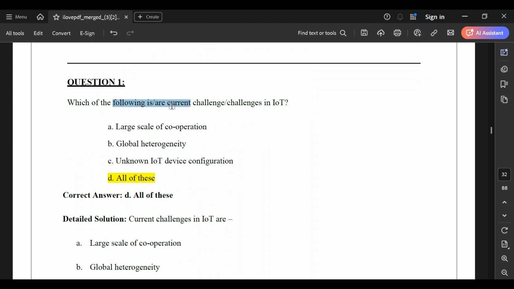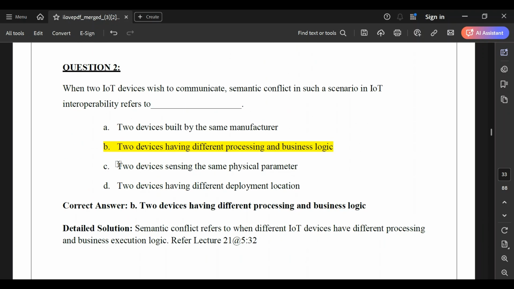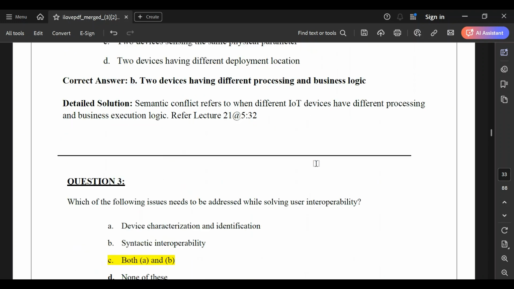Which of the following is/are the current challenges of IoT? You can see large scale of cooperation, global heterogeneity, unknown IoT device configuration. So all of these are the challenges, and semantic is also there. So you can have a look over it. When two IoT devices wish to communicate, semantic conflict in IoT interoperability refers to two devices having different processing and business logic. This is the correct option.